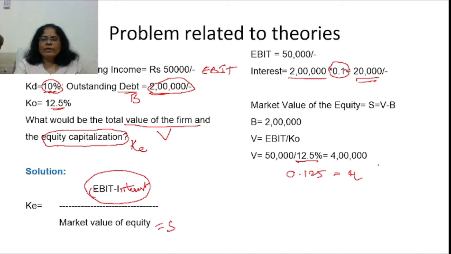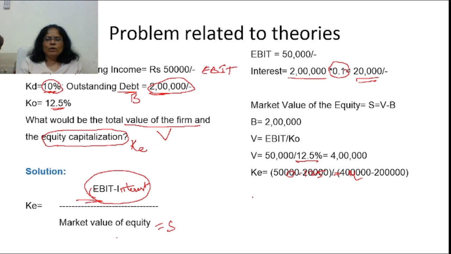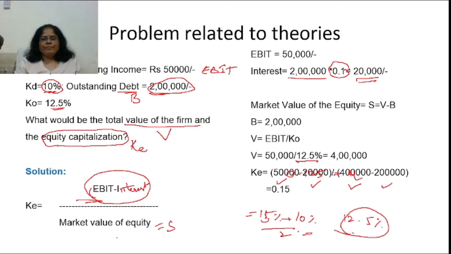Right? Now you got V, you got B. So obviously you can calculate S now. S is equal to V minus B. Then you substitute in the cost of equity. Which formula are you applying here? EBIT minus interest. So EBIT is 50,000, interest is 20,000, divided by S, which is V 4 lakhs minus B 2 lakhs. So finally how much are you going to get? That is 0.15, or 15%. So cost of debt is 10%. This is 12.5%. This is just the average of these two, right? Of course. Isn't it? Yes. That is how you can solve the problems related to capital structure theories or capital structure decisions.